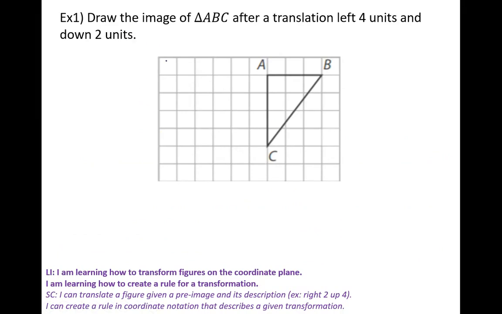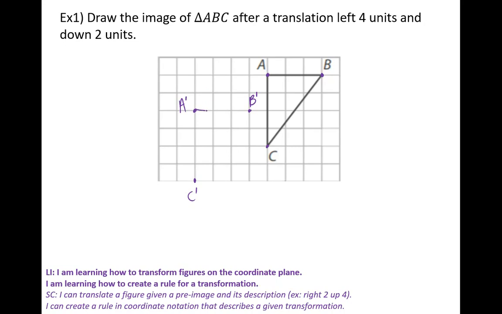We're going to draw the image of triangle ABC after a translation left 4 units and down 2. So literally I'm going to start with point A, and I'm going to count left 4, 1, 2, 3, 4, and I'm going to count down 2 and put a point. There is my A prime. Same thing with point B. I'm going to count left 4, down 2, and there is B prime. And again with C, left 4, 1, 2, 3, 4, and down 2. And there is my C prime.